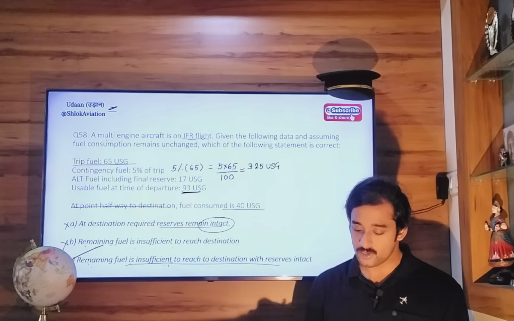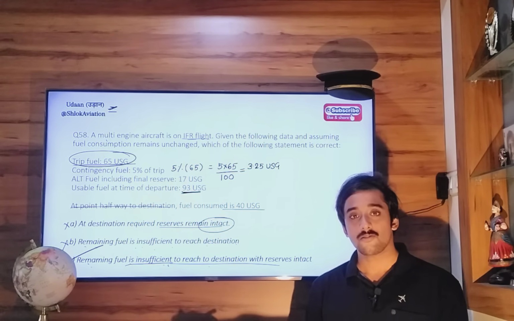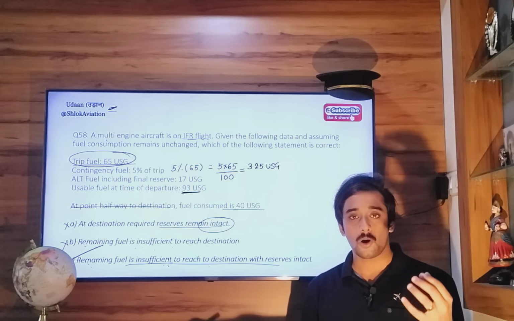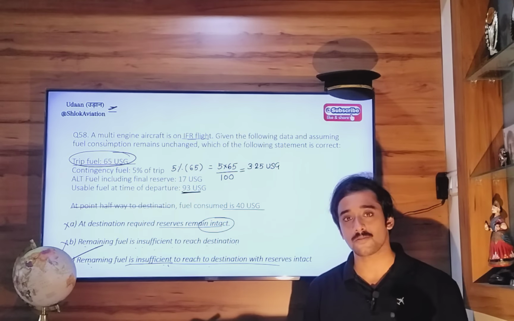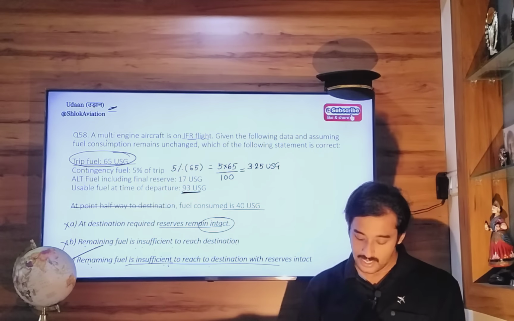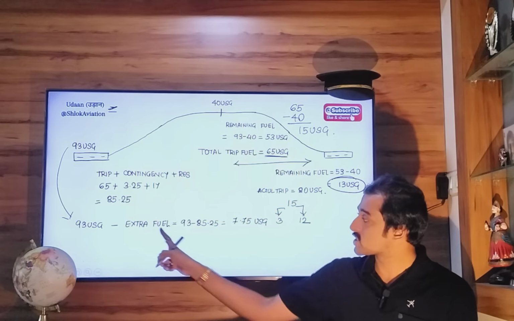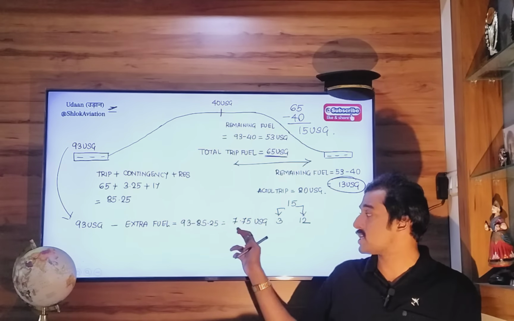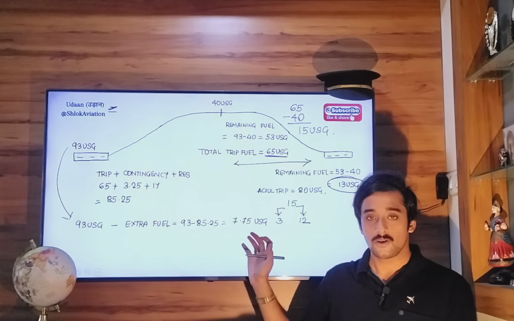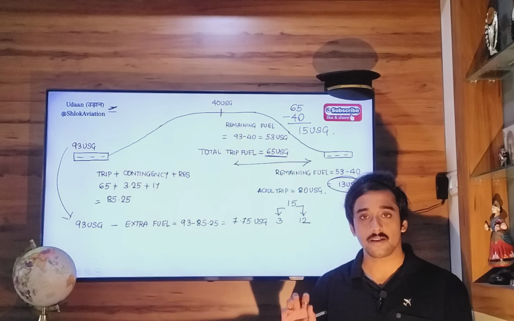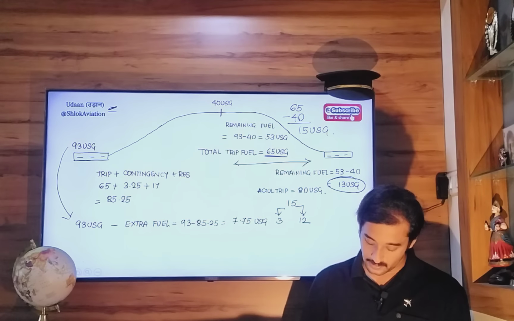Remaining fuel is insufficient. That means the remaining trip fuel will be insufficient to go to destination. So we will have to take some help or extract some fuel that is meant for reserve category, some fuel for contingency, and definitely the pilot has carried extra fuel. Apart from this contingency and reserve, the pilot has carried extra 7 gallons of fuel. Okay, so all this makes our flight safe and we reach our destination safely.